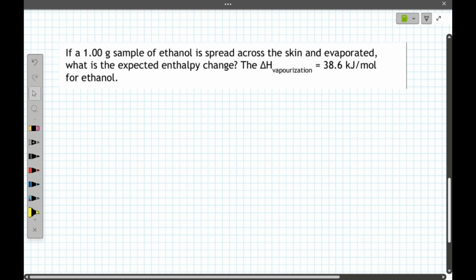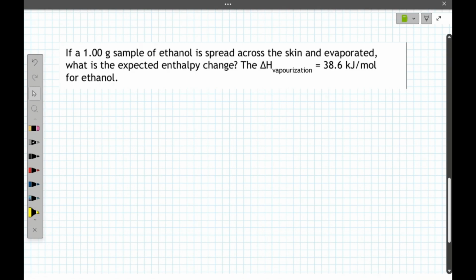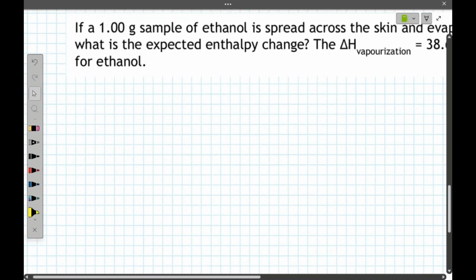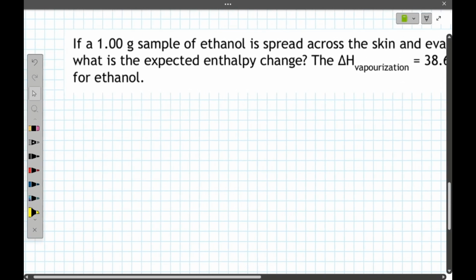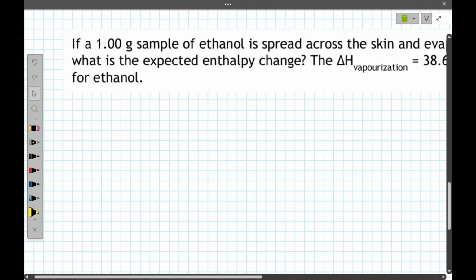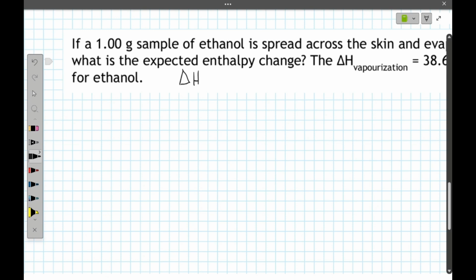Okay, let's tackle this problem. If a 1 gram sample of ethanol is spread across the skin and evaporated, what is the expected enthalpy change? The molar enthalpy of vaporization is equal to 38.6 kilojoules per mole for ethanol. Okay, so let's start with knowing what we want to find. What we want to find is the enthalpy change. So pretty straightforward, finding this.